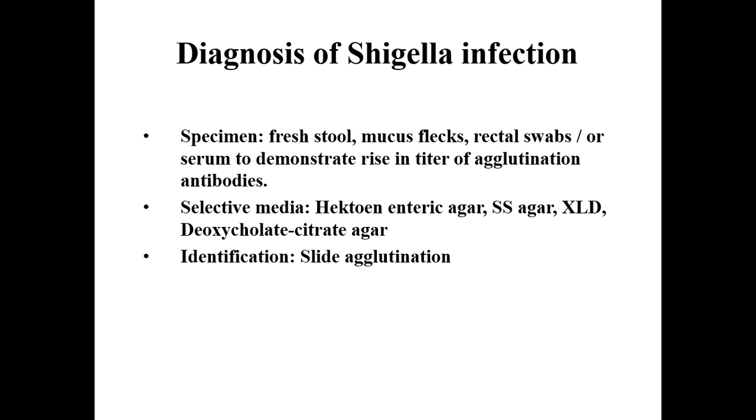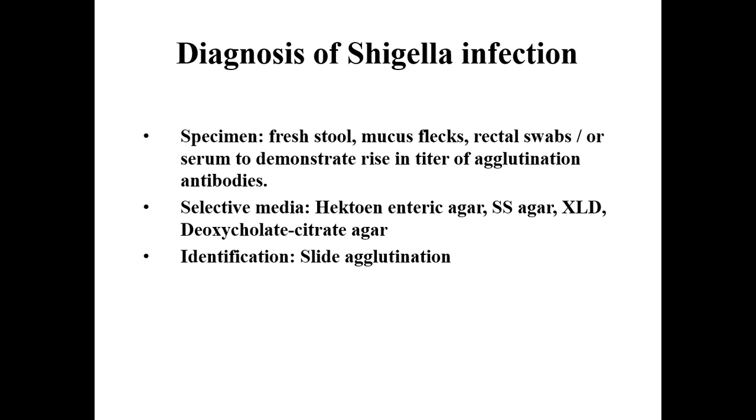Diagnosis of Shigella infection. Specimen: fresh stool, mucus flecks, and rectal swabs, or serum to demonstrate a rise in titer of agglutination antibodies. Selective media: Hektoen enteric agar, Shigella-Salmonella agar, xylose lysine deoxycholate medium, and deoxycholate citrate agar. And identification: slide agglutination.